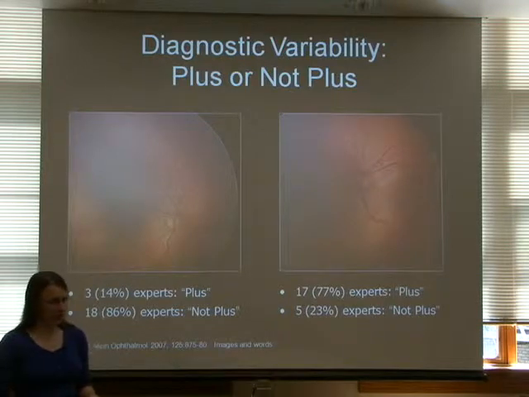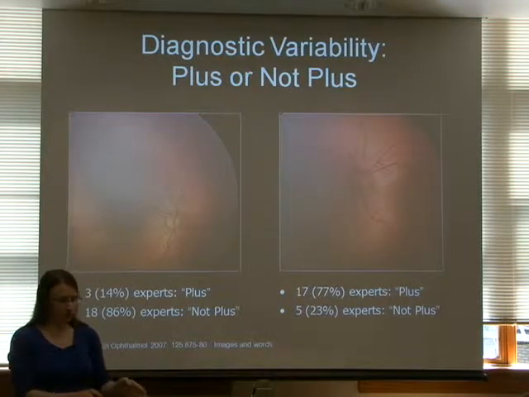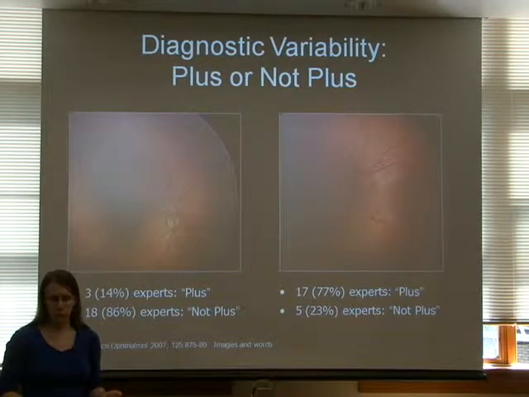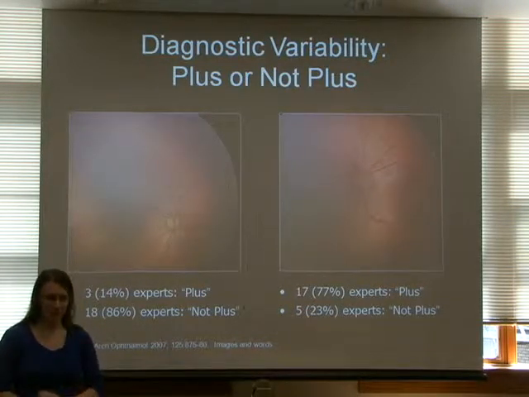Chiang told me about this study, where they gave these two images to experts, really world experts, to see whether they could diagnose as plus or not plus. And plus disease is the most important parameter when it comes to diagnosis because, more than any other aspect of the disease, it will determine whether or not you require treatment for ROP. And so they really want this to be well diagnosed.